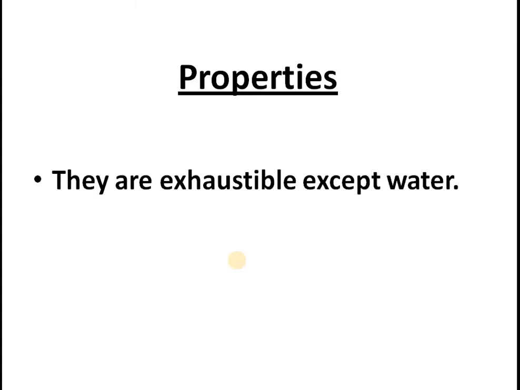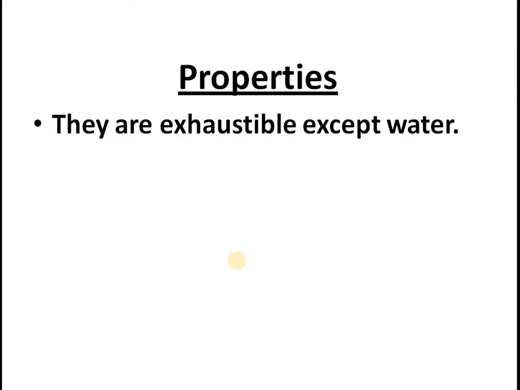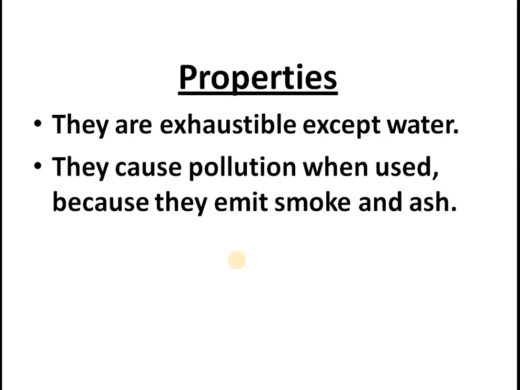What are the properties of those conventional energy sources? First, they are exhaustible, or they are going to be finished within a short while. Secondly, they cause pollution when used because they emit smoke and ash. It's a big problem. In olden times, we had enough forest, and the forest would have been enough to catch all the smoke to balance the atmosphere.